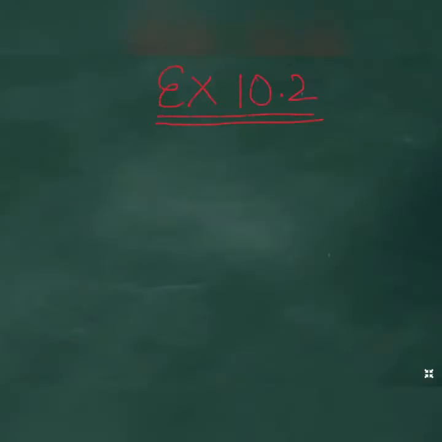So we will start with exercise 10.2, question number 1. Compute the magnitude of the following vectors. The first subdivision is vector A is equal to i cap plus j cap plus k cap respectively.